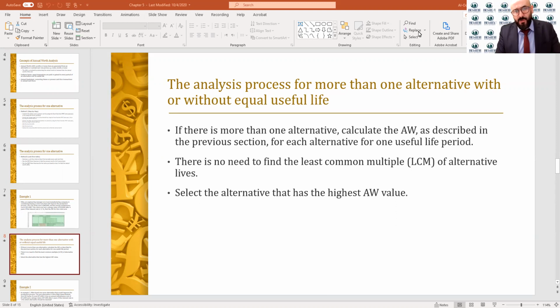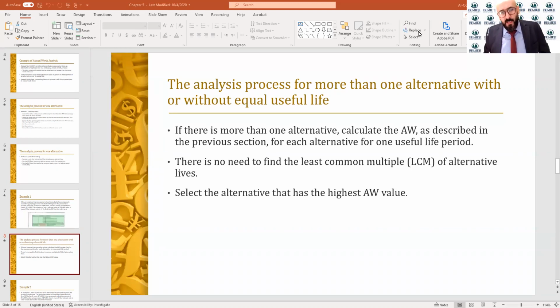For this video, we're going to talk about doing the annual worth analysis if we have more than one alternative, with or without equal useful life. So if there's more than one alternative, calculate the annual worth as described before. You will see the other video explaining how we could find the annual worth.